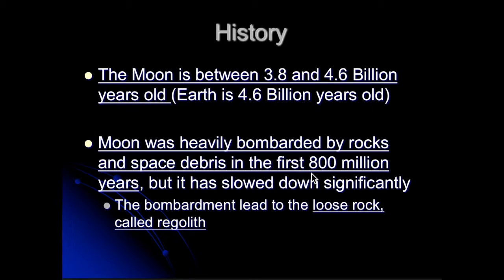So the moon is between 3.8 and 4.6 billion years old, and we know that Earth is around 4.55 billion years old. The moon was heavily bombarded by rocks and space debris in the first 800 million years, but that has slowed down significantly. So this bombardment is what's led to the loose rock on the surface called regolith, as well as is the reason why so many craters exist on the moon today.